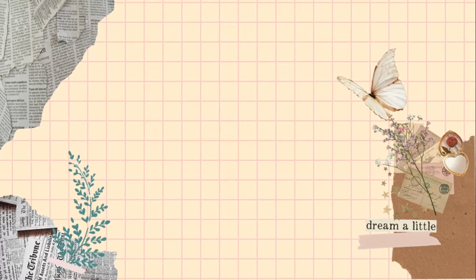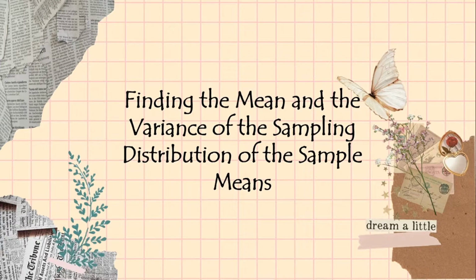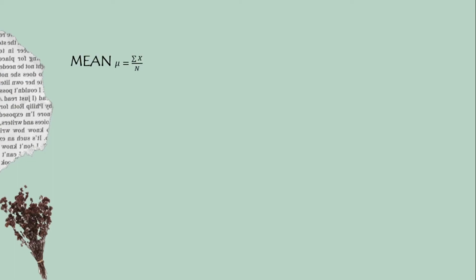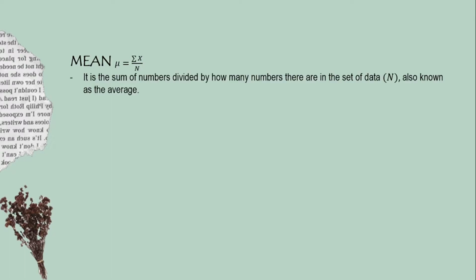Hello everyone! In this video recorded lesson, I will be discussing finding the mean and the variance of the sampling distribution of the sample means. So first, let's define mean. Mean has the formula mu, which is equal to the summation of x over n, and it is the sum of numbers divided by how many numbers there are in the set of data, also known as the average. So, mean, it is the average of group scores.